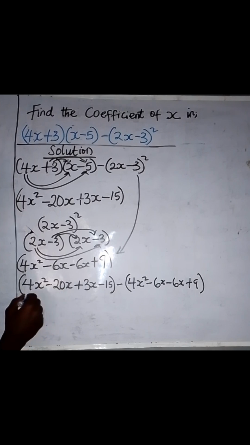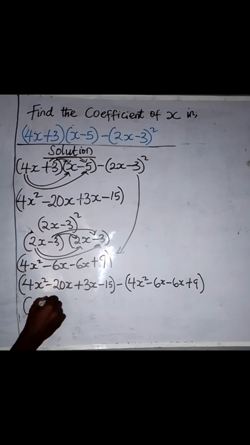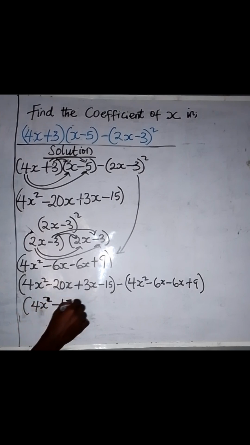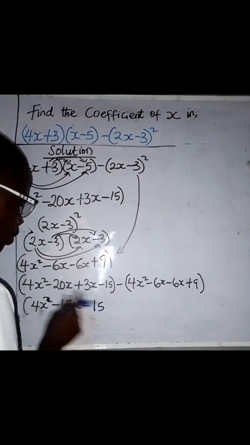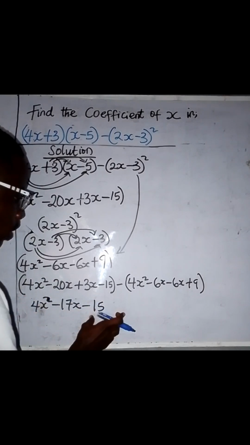Let's stop here. So here's what we have: 4x squared minus 20 plus 3 is giving me minus 17. So I have 4x squared minus 17x minus 15. Minus 20 plus 3 gives minus 17. So this is the first one; I've solved and opened this first bracket.